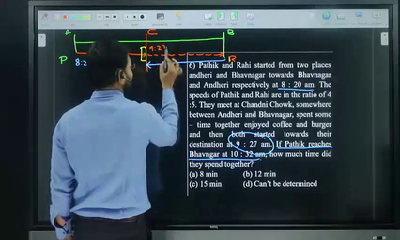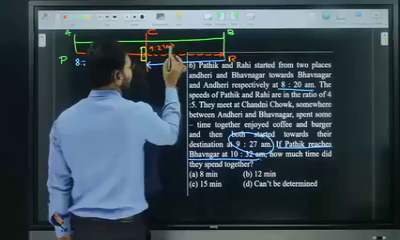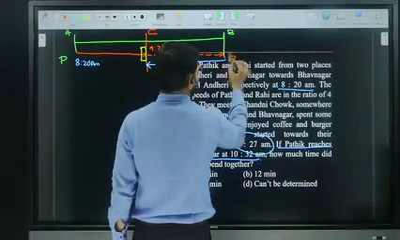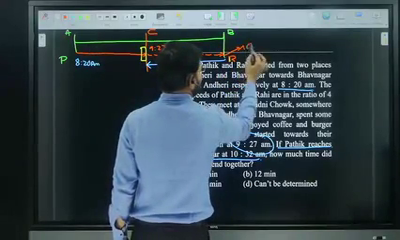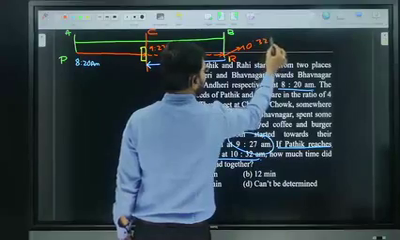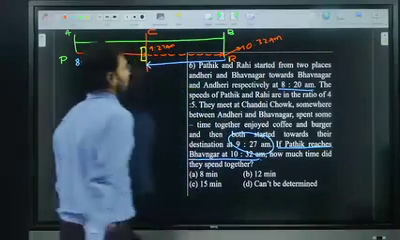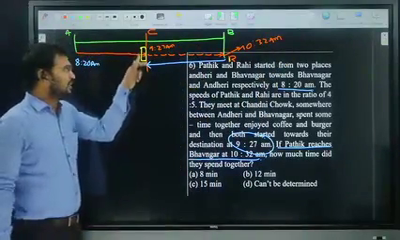Leaving time is what, Amma? 9:27 a.m. And Bhavanagar reaching time is what, Amma? 10:32 a.m. I don't know the reaching time.